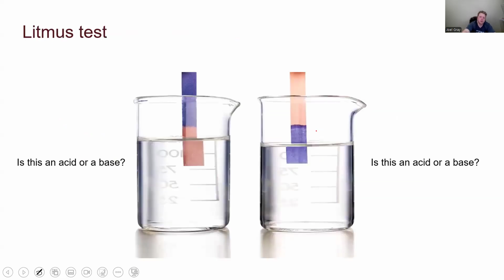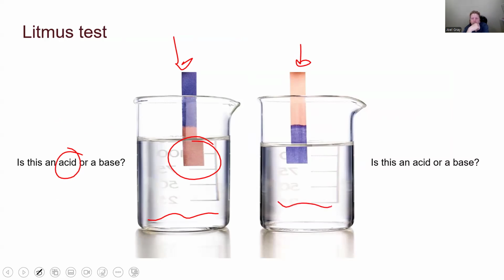Here's an example. This is blue litmus paper, and whenever it's inserted into this solution, it turns pink, or it turns red, pink, whatever. So that blue litmus paper turned red. So this solution right here is an acid. Now, this right here is red litmus paper. Whenever it's inserted into this solution right here, well, it turns blue. So what does that mean for this solution? It means it is a base.